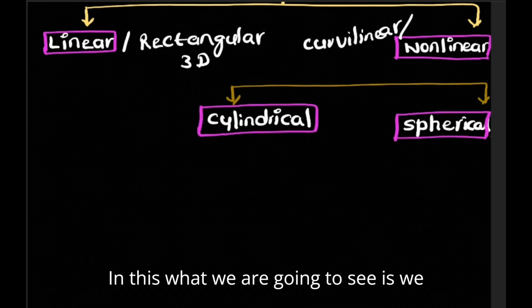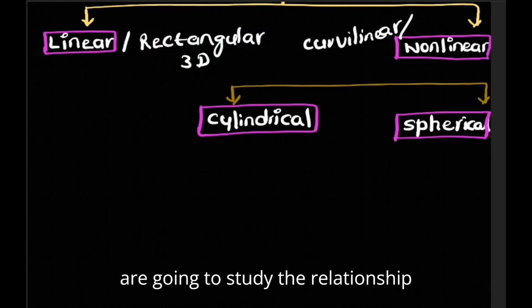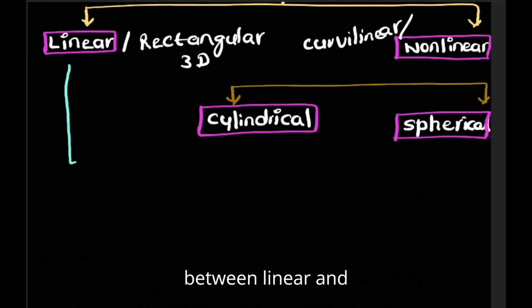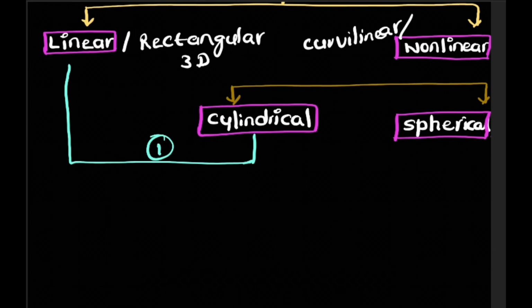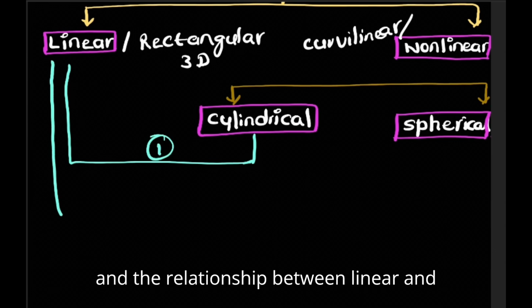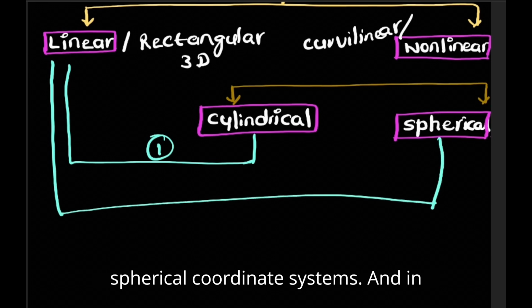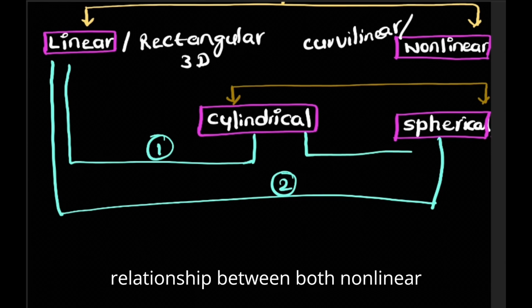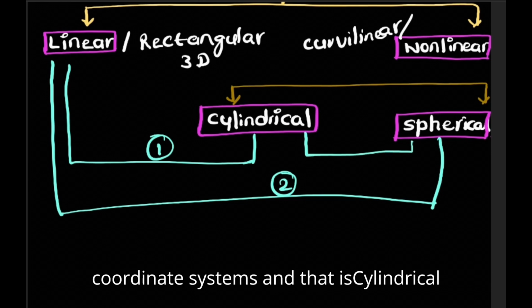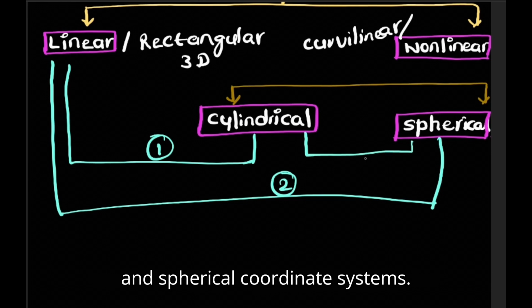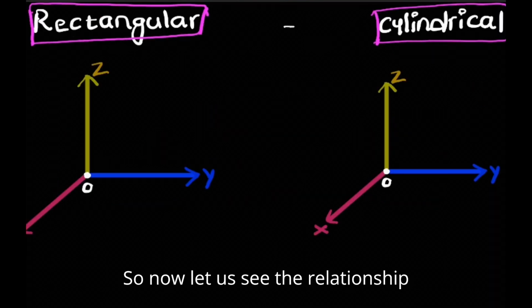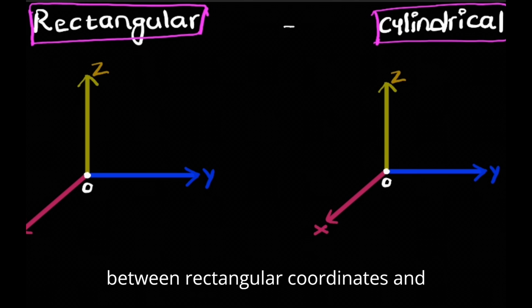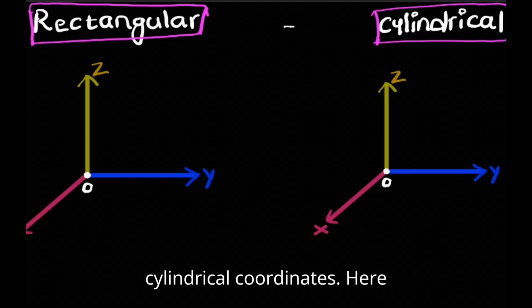Here, we are going to study the relationship between linear and cylindrical coordinate systems, and the relationship between linear and spherical coordinate systems. And in the third step, we are going to see the relationship between both nonlinear coordinate systems, that is cylindrical and spherical coordinate systems. So now let us see the relationship between rectangular coordinates and cylindrical coordinates.